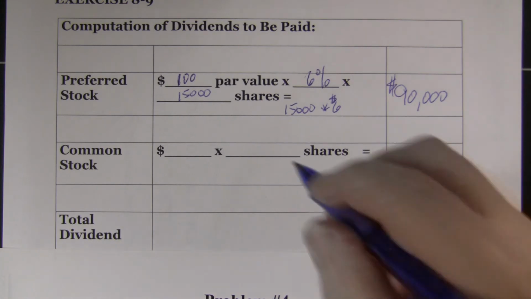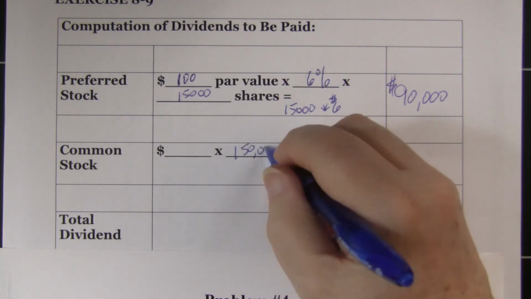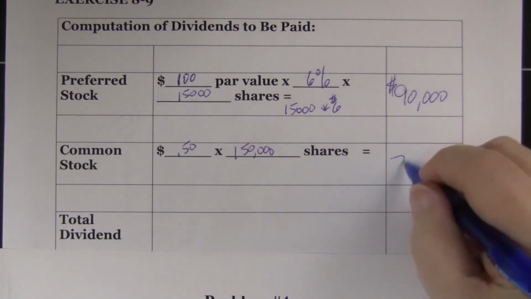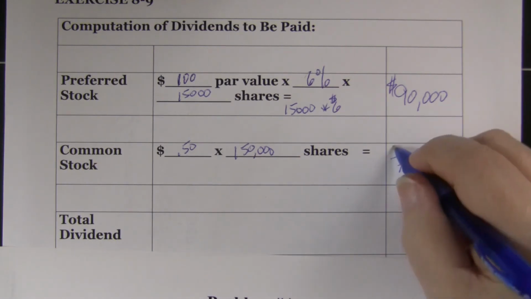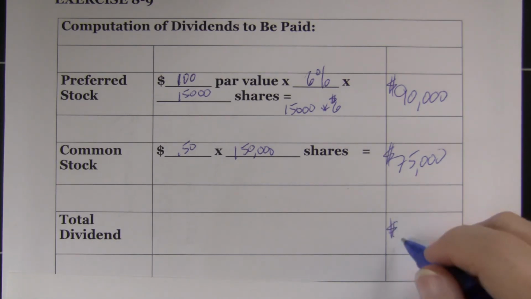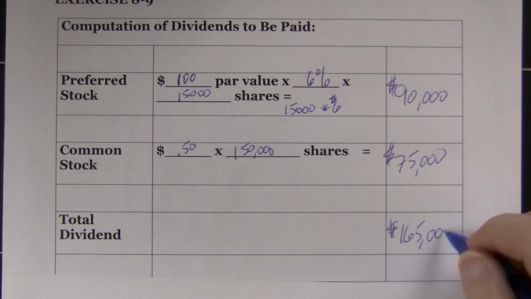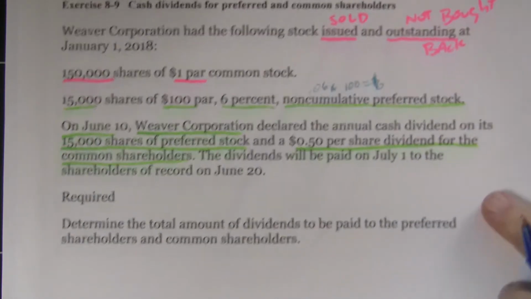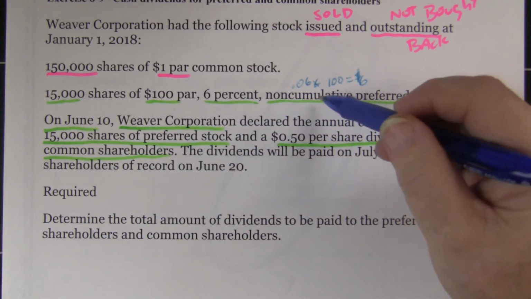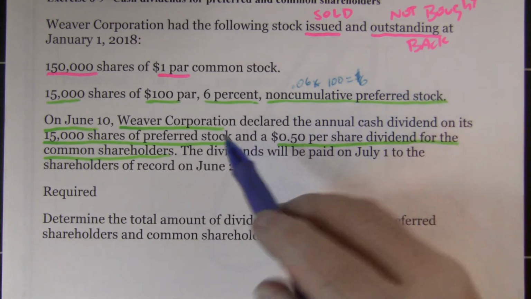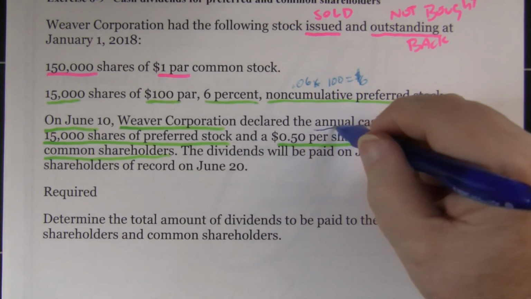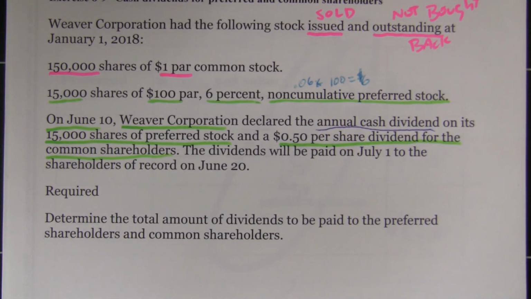And our common shareholders, we have 150,000 shares out there. Each one of them is going to get 50 cents. $75,000. So the total dividend that they're going to pay is $165,000. What you had to see is you had to realize that you had to compute this dividend of $6 per share, because they don't tell it to you down here. They just say they paid the annual cash dividend, and you had to figure out how much that was.